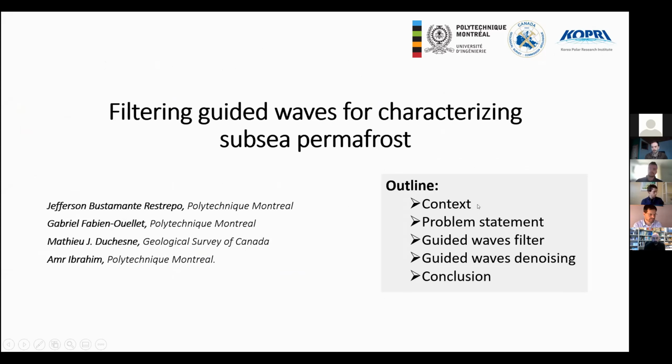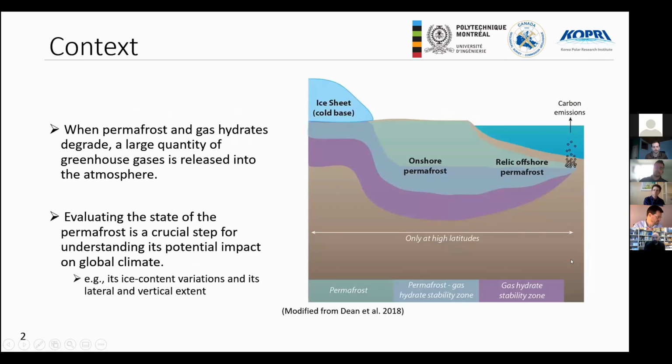The presentation is divided into three main sections. In the first section, I will present the context and the problem statement. Then I will present the guided wave filter, and an example of the denoising. At the end, I will present the conclusion.